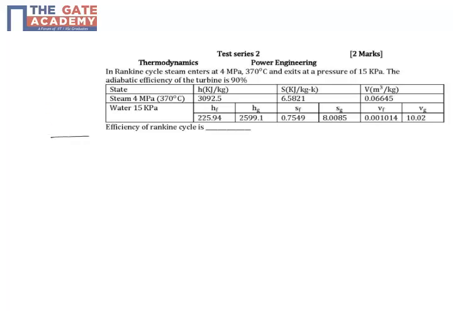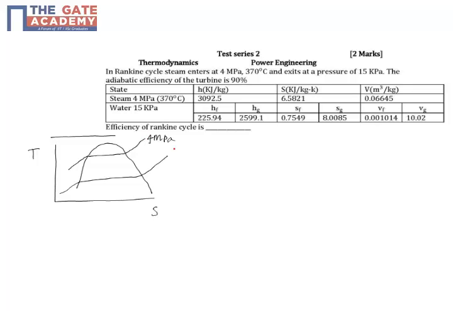Let's discuss a question from the Rankine cycle, where we are asked to find the efficiency of the Rankine cycle. So let's draw the Rankine cycle in a TS diagram. You have that dome shape that you can see here, and once the steam is out, these are the constant pressure processes. Let me draw a constant pressure process for 4 MPa, and this is basically 15 kPa.